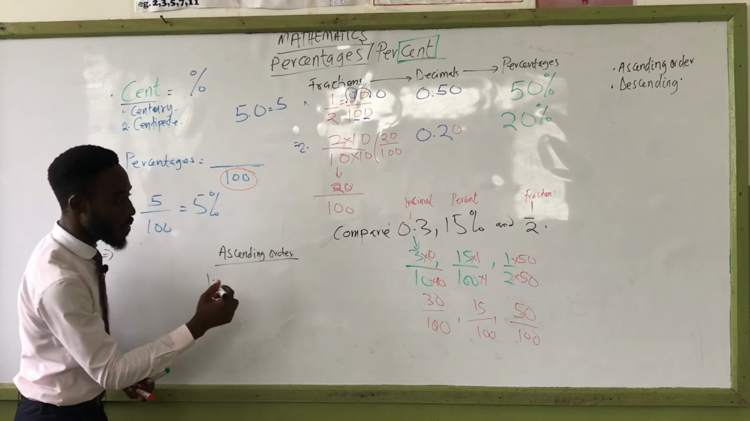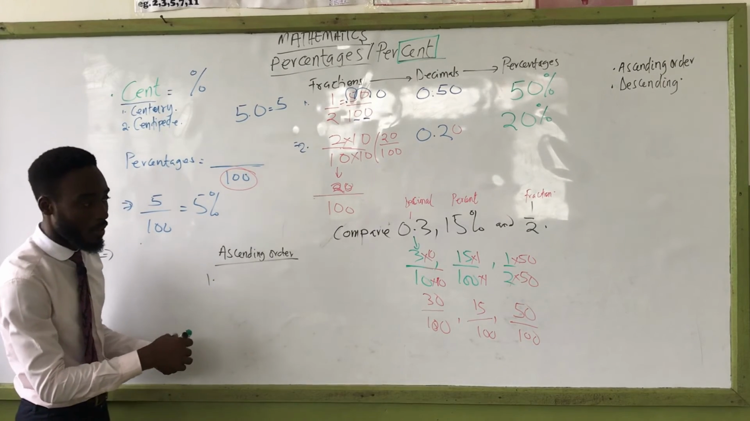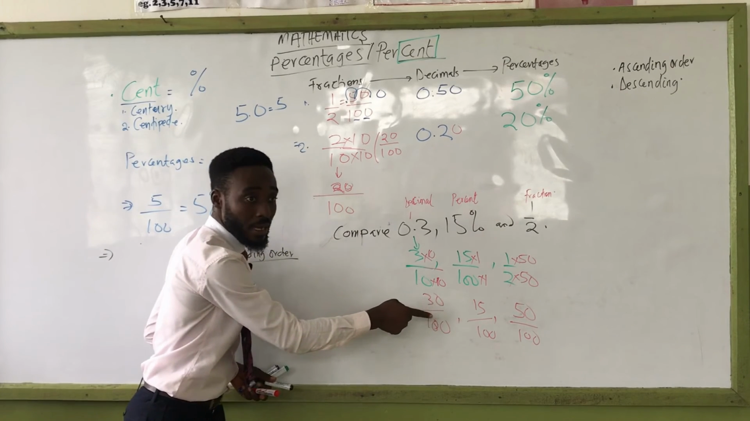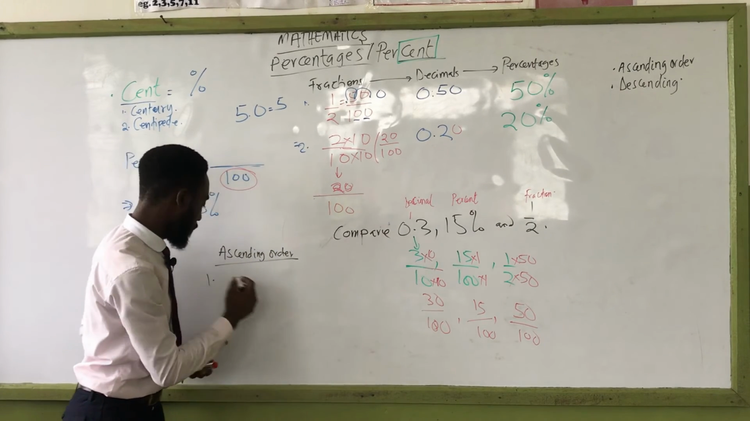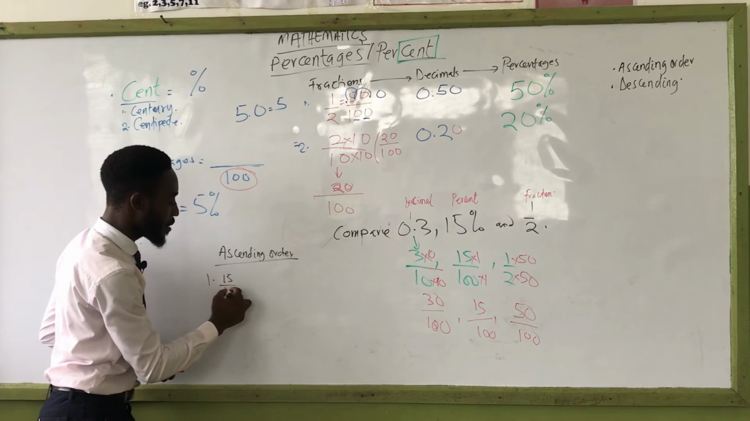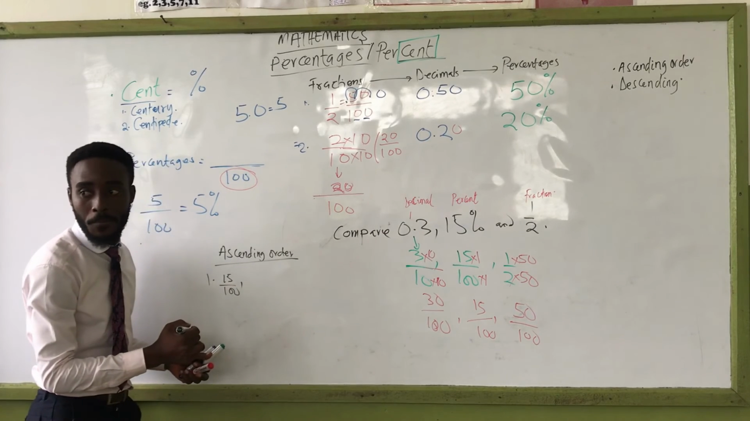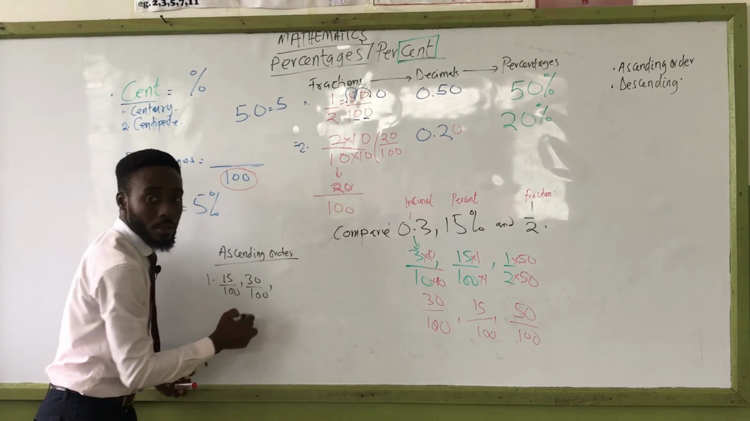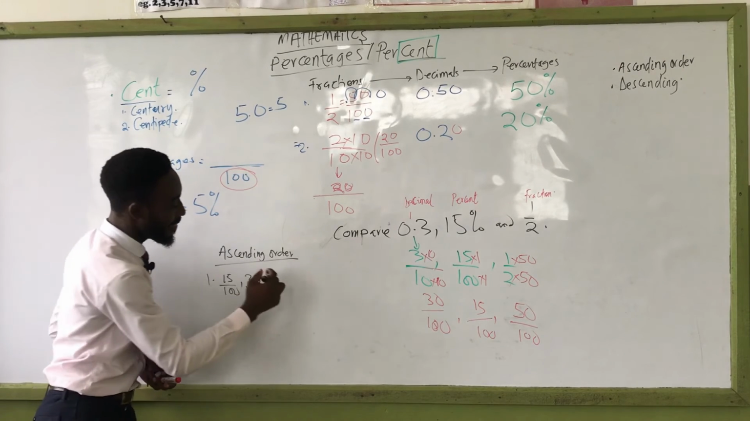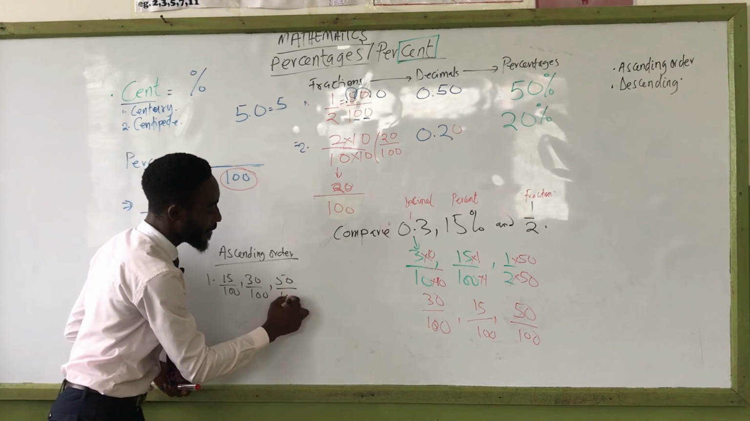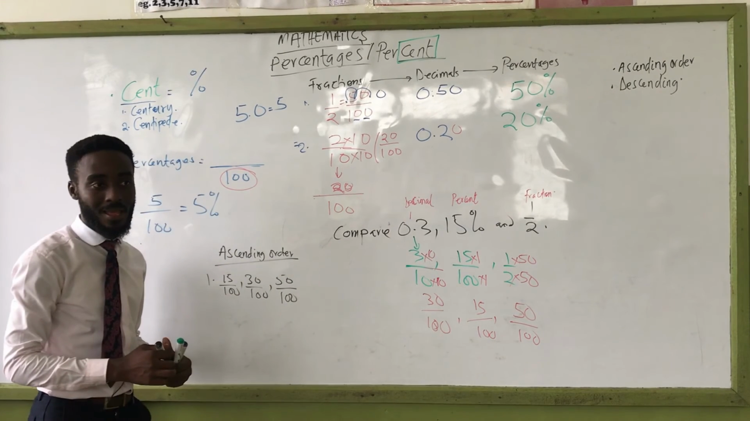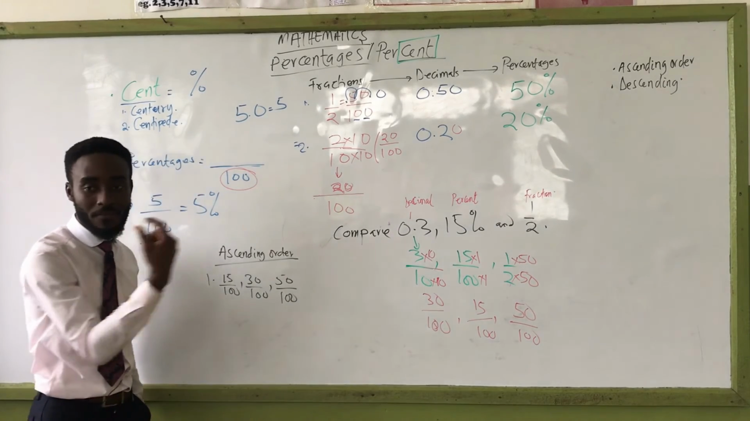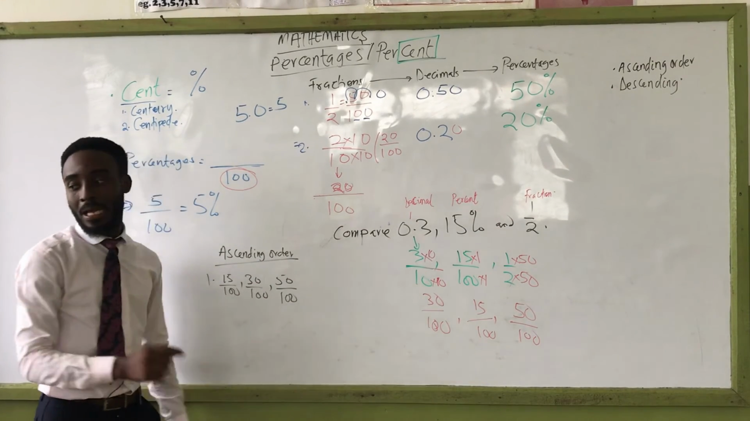So what's the smallest here? 15 over 100, followed by 30 over 100, and then 50 over 100.